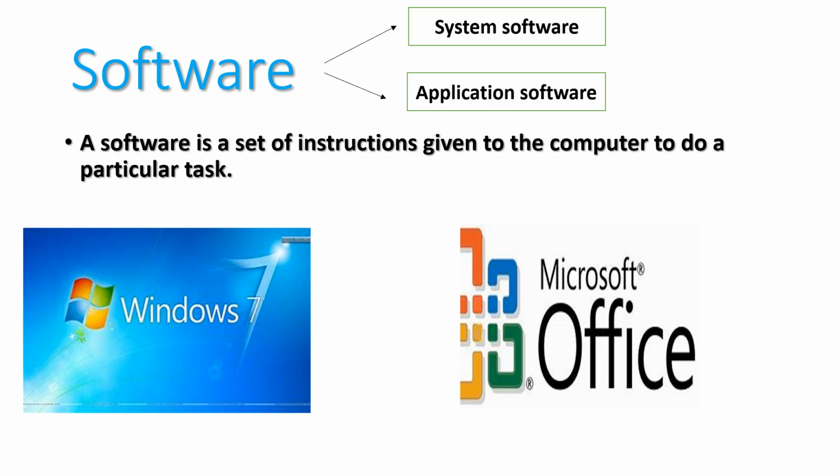Children, so far we have learned about hardware. Okay, now we are going to see about software. What is software? A software is a set of instructions given to the computer to do a particular task. Example, Notepad, MS Paint, MS Office, Windows 7. These are the examples of software.